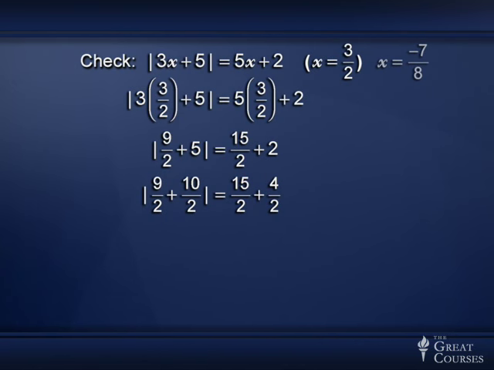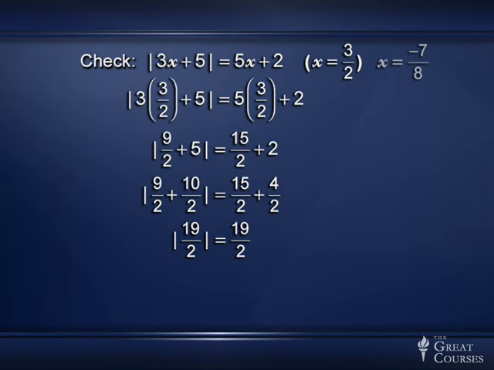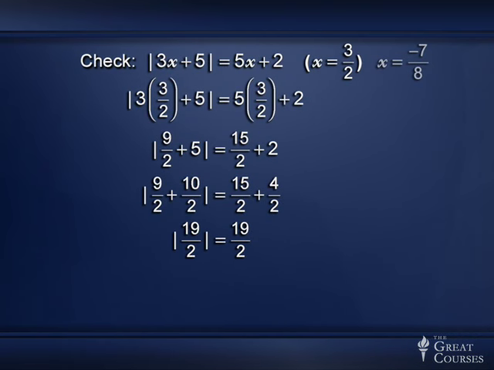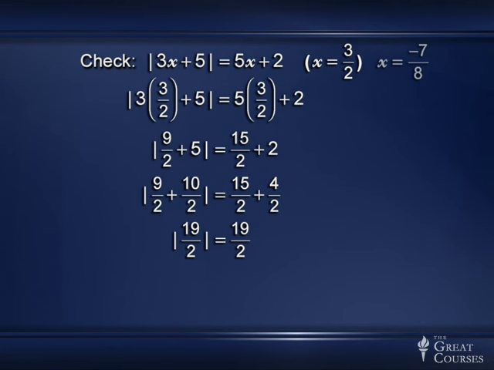Now let's do some simplifying. The left-hand side is the absolute value of 19 divided by 2, and the right-hand side is just 19 divided by 2. And both of those sides are just equal to 19 divided by 2, or 19 halves. And that means x equals 3 halves really is a solution of the original equation.